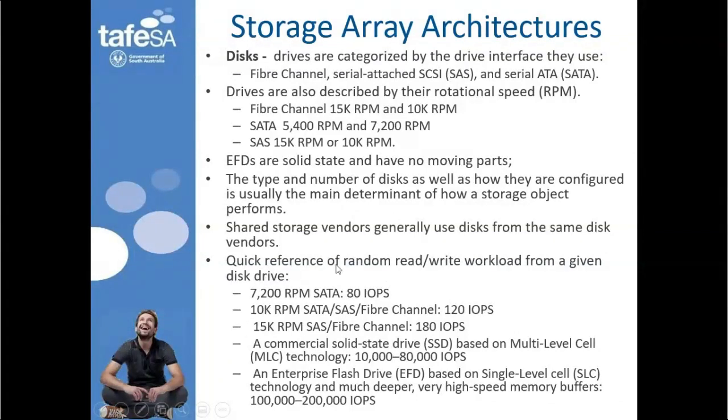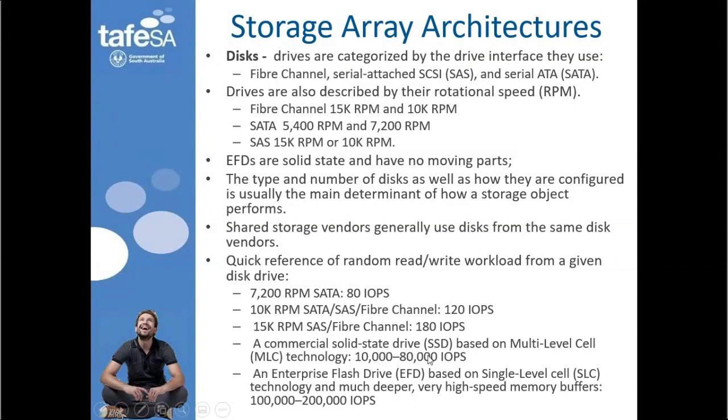A quick reference of random read workloads for a given drive. For example, this mechanical hard drive, 7,200 RPM, 80 IOs per second. These fiber channel hard drives, they're still mechanical though. SATA, SAS, fiber channel, 120 IOs per second. These types, 180 IOPS. Remember we talked about IOPS? But if we compare that, this is even older. This slide's a bit old now.